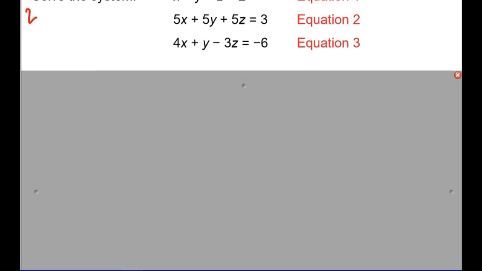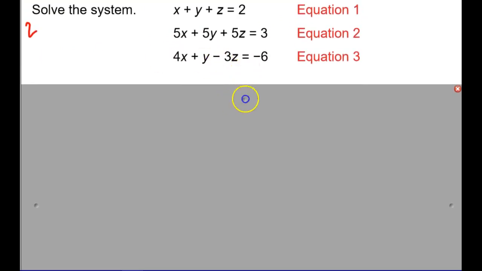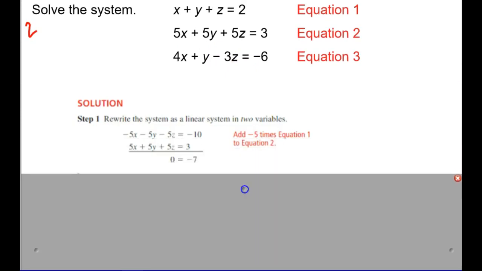So I want to follow the same steps that I just did in that last one. My first step is I rewrite as two variables. Here I took equation 1 and equation 2, and I'm going to multiply equation 1 times a negative 5, because then I can get rid of my x's, right? Once I multiply the entire equation by negative 5 and add the two together, I end up with 0 equals negative 7. Man, this looks like that's not true, right?